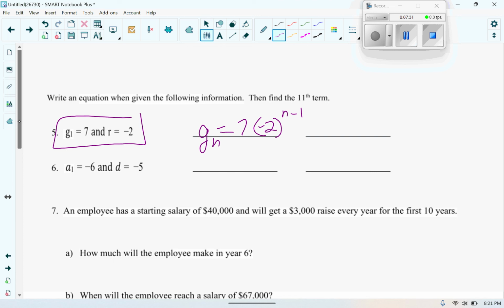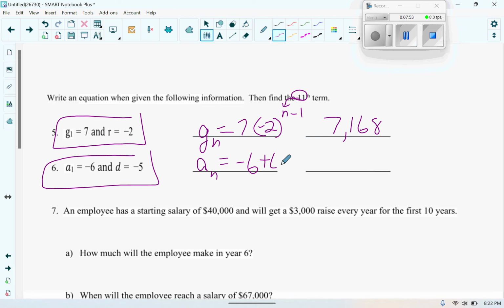Okay, so the next thing I'm going to do is plug in 11 right here. And I end up with 7,168. Okay, and I'm going to do the same thing here. I'm just going to use a sub n. So it's going to look like that. And then again, I'm going to plug in 11 right here. And let's see, I get negative 56.